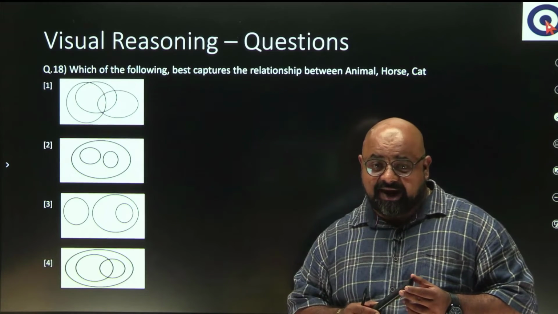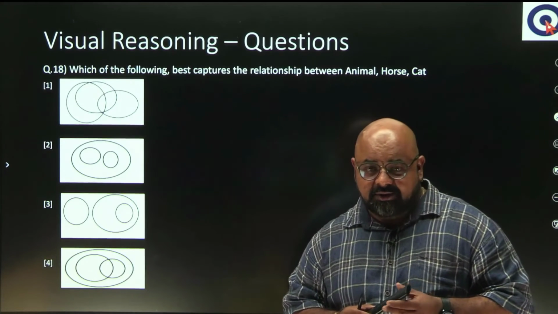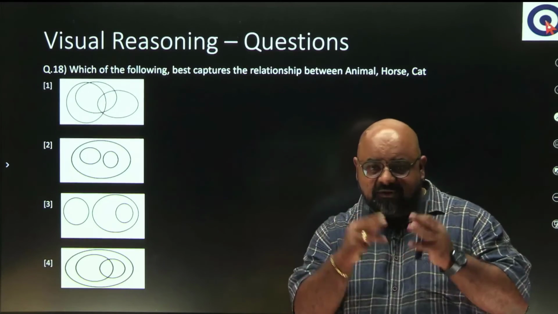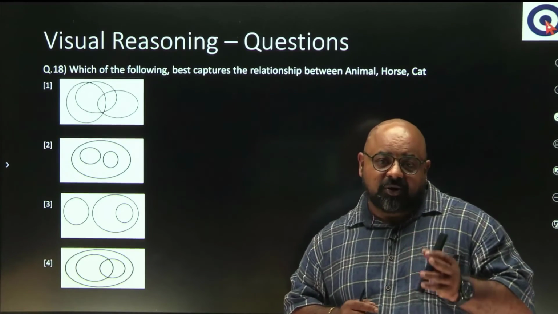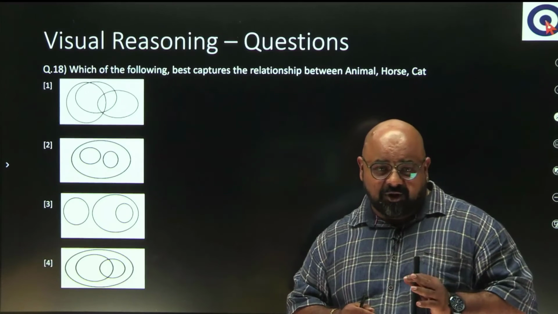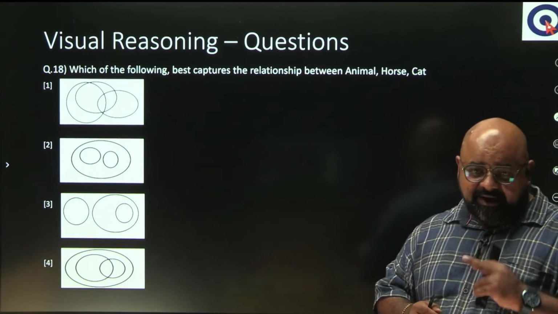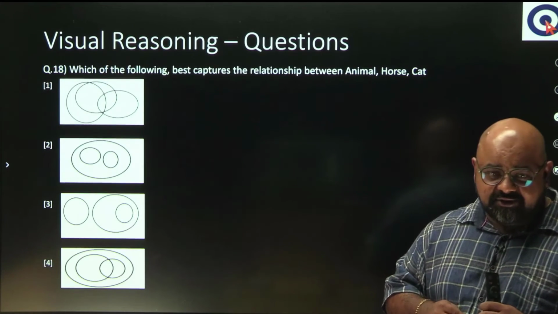Both horse and cat are animals. So horses and cats will be a part of the group animals. Also, horses and cats hopefully do not have anything in common. So which diagram best represents that kind of a relationship?